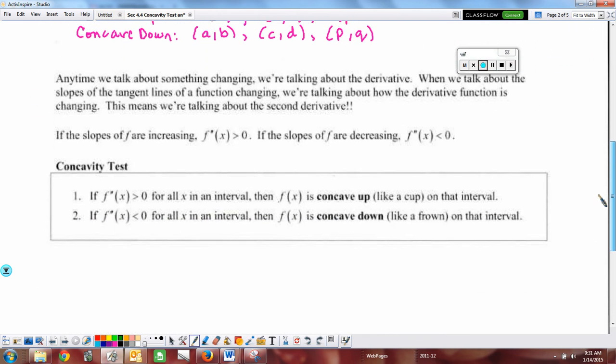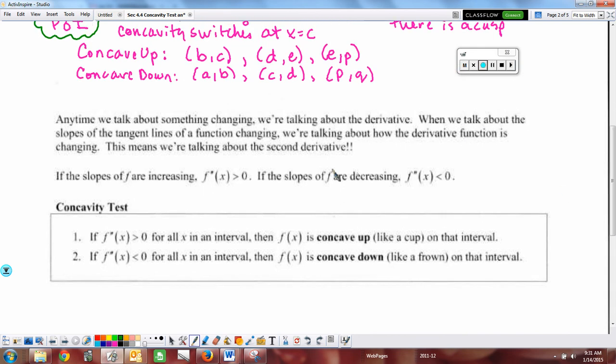Alright, so now anytime we talk about something changing, we're talking about the derivative. And so when we talk about the slope of the tangent lines of the function changing, we're talking about how the derivative function is changing. We want to know whether the derivative function f prime is increasing or decreasing.